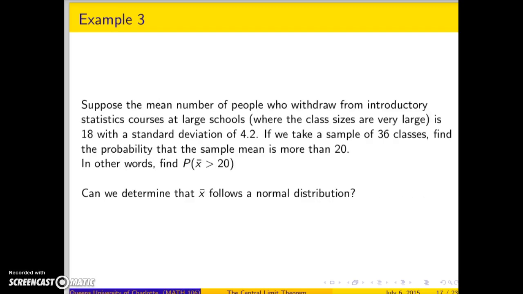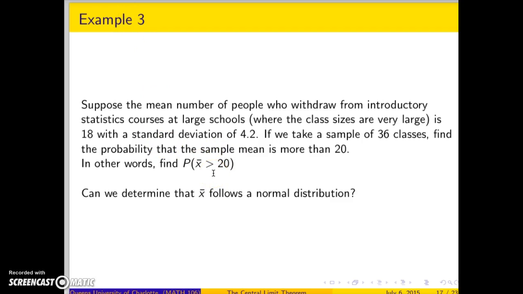If we look at another example, suppose we are looking at a large school and the mean number of people who withdraw from an Intro to Stats course is 18 with a standard deviation of 4.2, and we take a sample of 36 classes. We want to find the probability that a random sample of 36 classes gets a sample mean of more than 20. In other words, we want to find the probability that x bar is greater than 20.